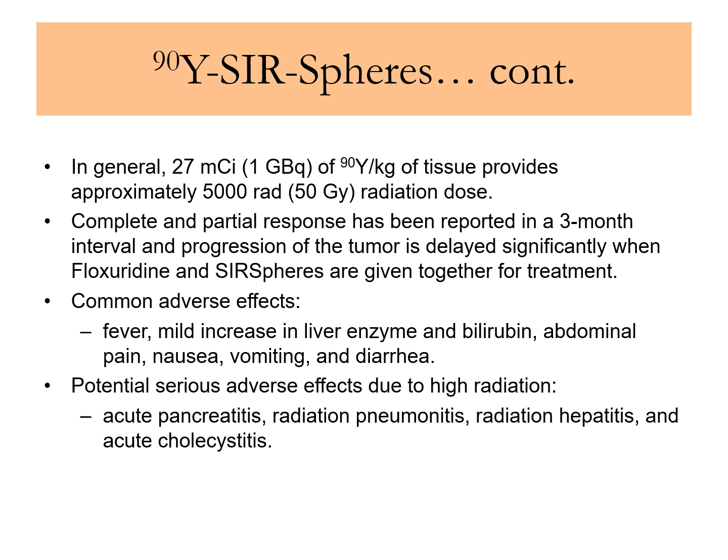Complete and partial response has been reported at a 3-month interval, and progression of the tumor is delayed significantly when floxuridine and Sirtex are given together for the treatment. Common adverse effects are fever, mild increase in liver enzyme and bilirubin, abdominal pain, nausea, vomiting, and diarrhea. Potential serious adverse effects due to the high radiation are acute pancreatitis, radiation pneumonitis, radiation hepatitis, as well as acute cholecystitis.